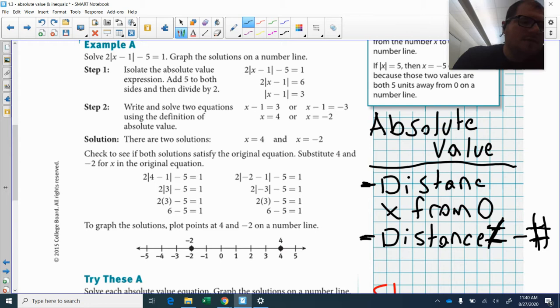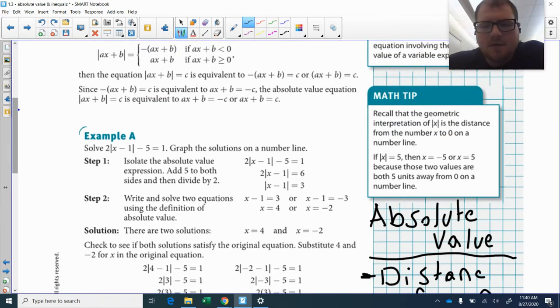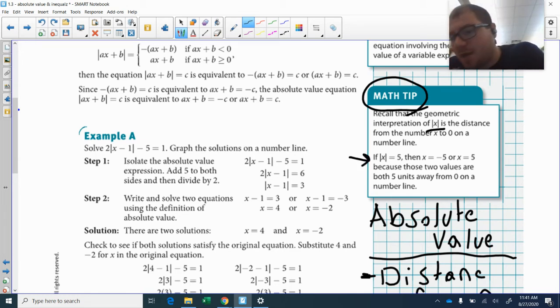If we look at the little math tip sitting right up here, they recall that a geometric interpretation of the absolute value of x is the distance from number x to 0 on a number line. If you notice, the absolute value is denoted with those two lines around a value. In this case, they have an x. So that's how we show an absolute value. Last but not least, if you look down here, you can see what an absolute value is going to do to your values in that problem.